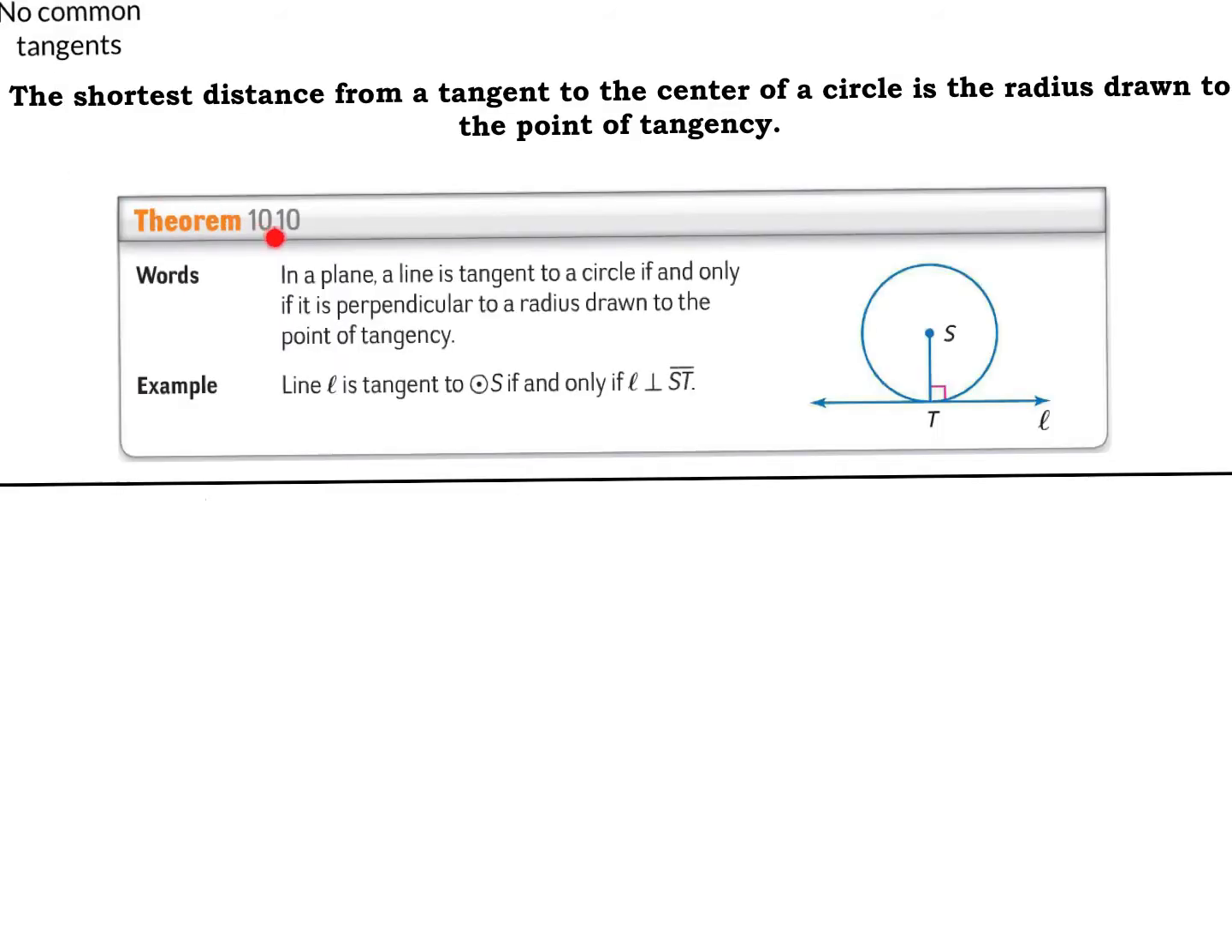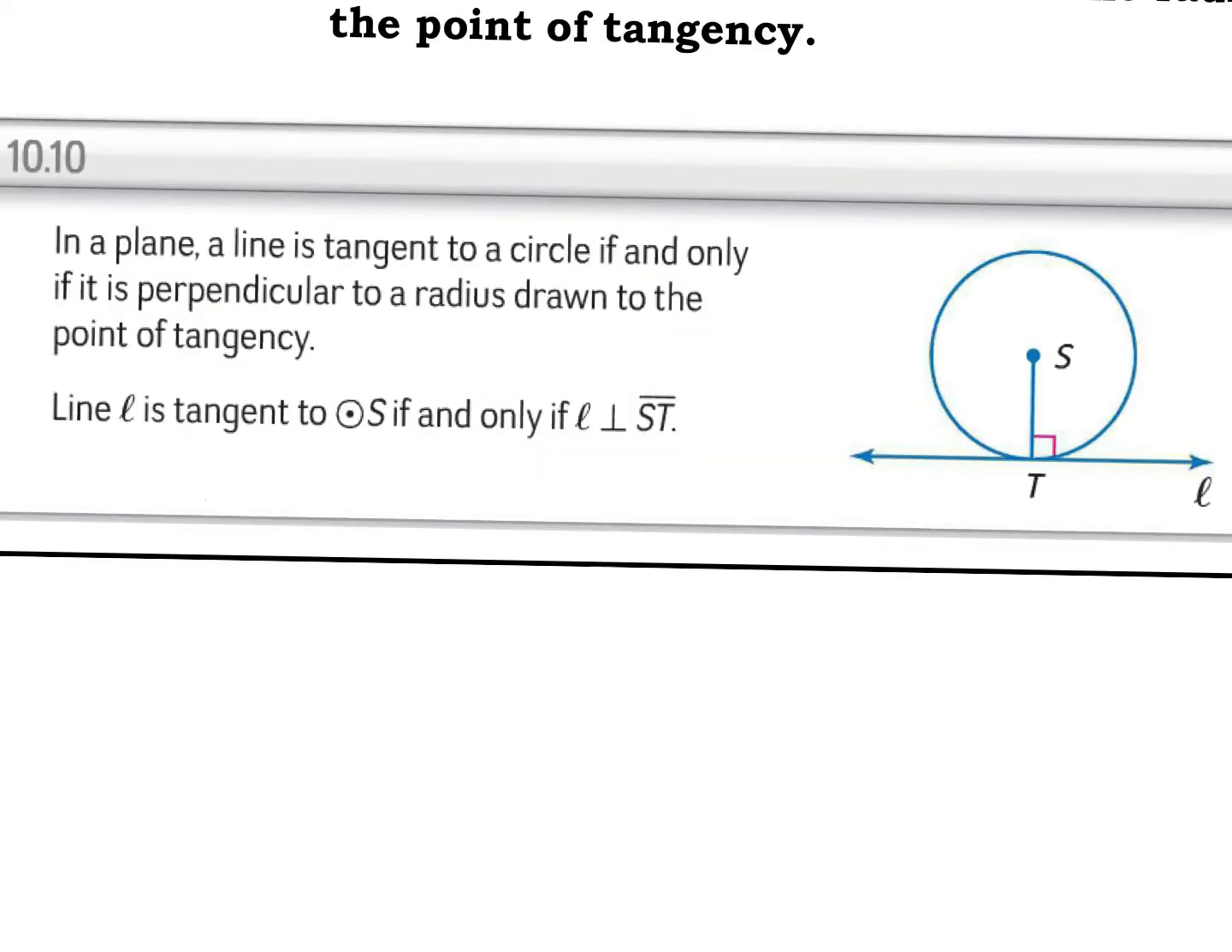Next, we have Theorem 10.10. Before it, I wrote, the shortest distance from a tangent to the center of a circle is the radius drawn to the point of tangency. In a plane, a line is tangent to a circle if and only if it is perpendicular to a radius drawn to the point of tangency. So line L here is tangent to circle S if and only if line L is perpendicular to ST, so it's got to form a right angle.